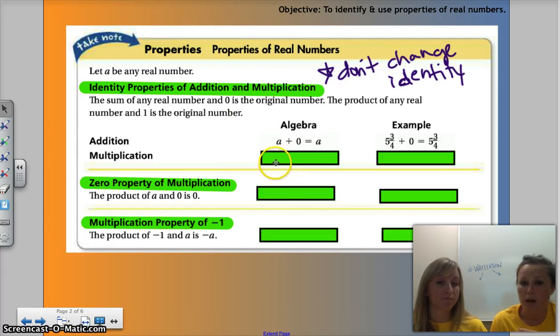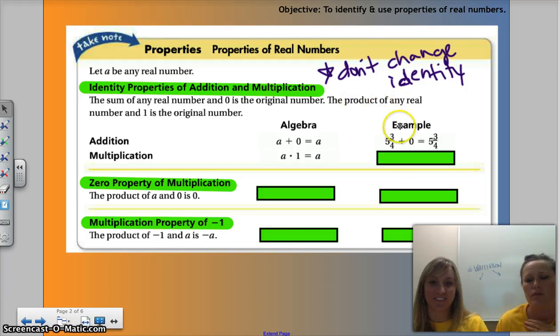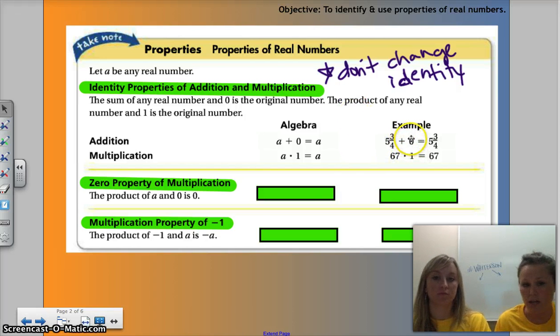When you multiply, what do you multiply by to not change the identity of something? So would it be 0? Well, no, because if I multiplied 5 by 0, I know I'm going to get 0. So what do I multiply 5 by so that it stays 5? Boom. 1. Awesome. With numbers, 67 times 1 is 67. So we're multiplying or adding by something to not change the identity.